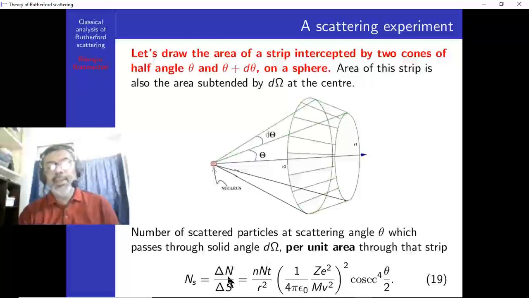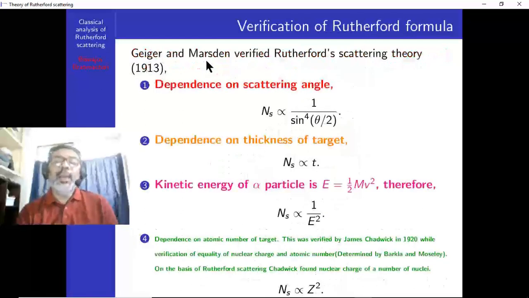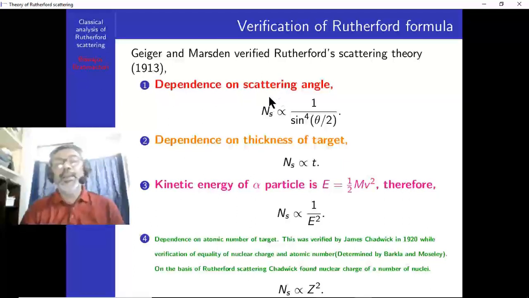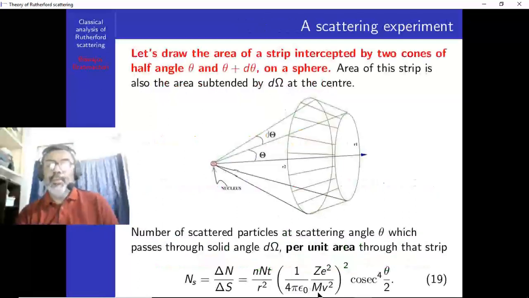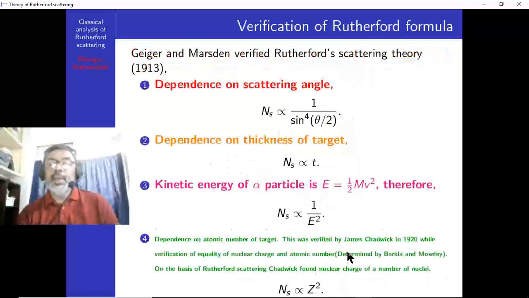Ns equals delta n by delta s, and this was verified by Geiger and Marsden in 1913. They verified the dependence on scattering angle, which is the cosec^4 theta by 2 law. They verified the dependence on thickness of target, which is proportional to t, and also the kinetic energy of the alpha particle, E equals half mv square, because you have mv square whole square in the denominator, so ns is proportional to 1 by E square.